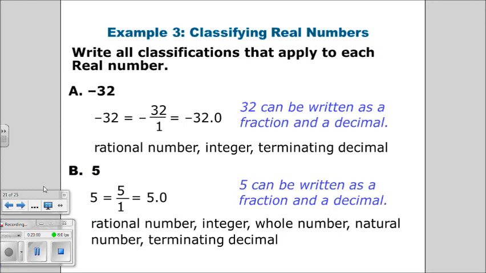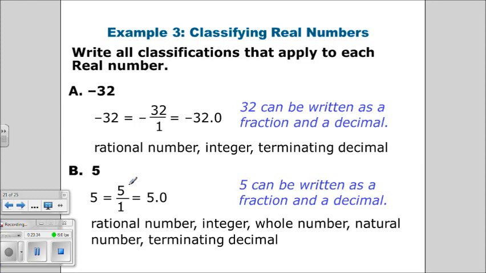So also, we will have some examples here, classifying real numbers. Write all classifications that apply to each real number here. Negative 32. Every number is divisible by 1. So negative 32 equals negative 32 divided by 1. Even if it was a fraction, it will be negative 32.0. But in this case, we cannot consider it as a non-rational number. It's rational numbers, integers, or terminating decimals.